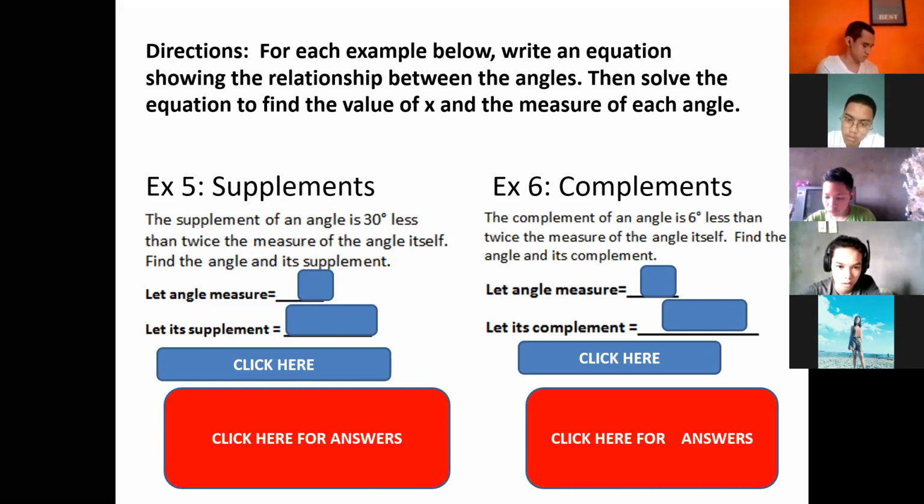Let me read the problem. Example number 5. The supplement of an angle is 30 less than twice the measure of the angle itself. Find the angle and its supplement.